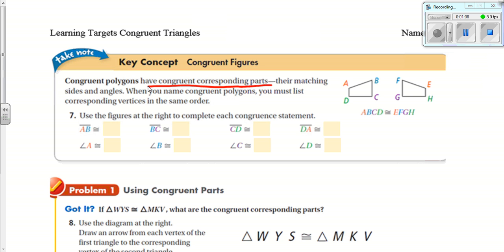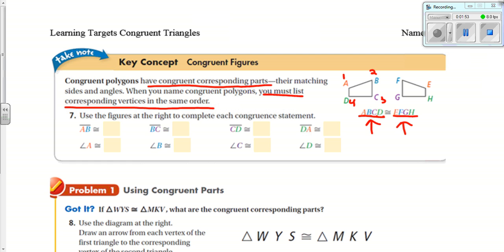When you name congruent polygons, you must list corresponding vertices in the same order. Here's what we mean by that. Let's take a look at polygons ABCD and EFGH. We are told that these two quadrilaterals, meaning four-sided figures, are congruent. They're the same. Looking at it, we can tell that certain parts match up with other parts. We can also tell by looking at their names. This one is labeled A, B, C, D. I went around and numbered the vertices, meaning the angles, and notice how I went in a circular pattern. I didn't cut across.